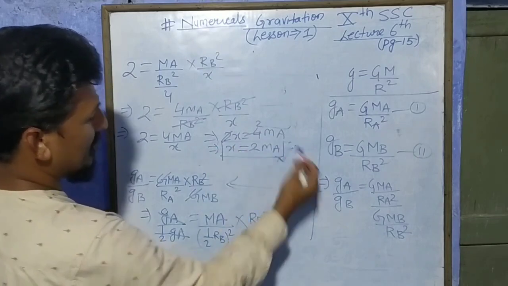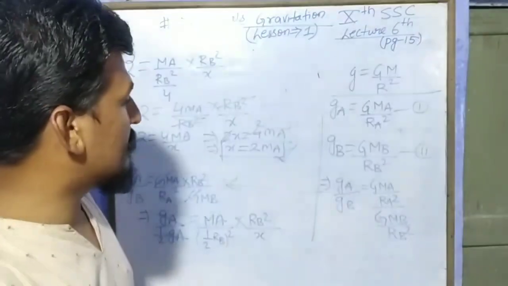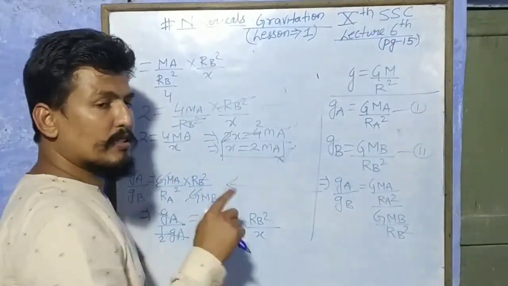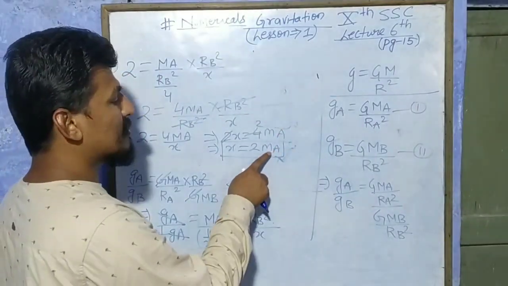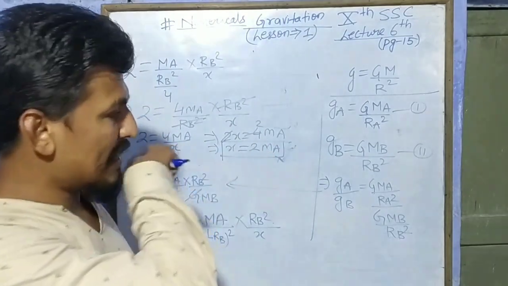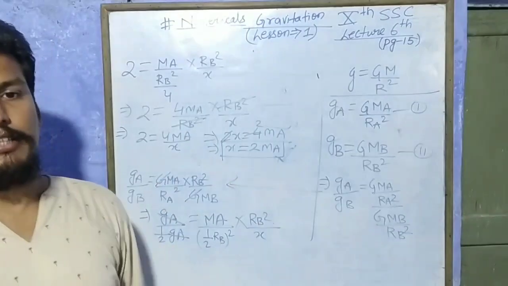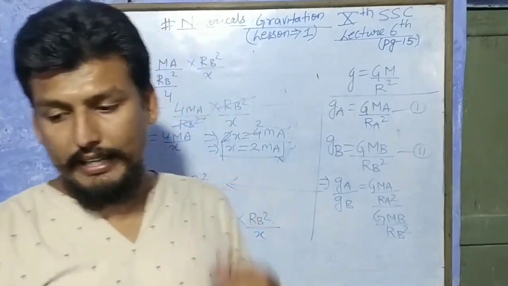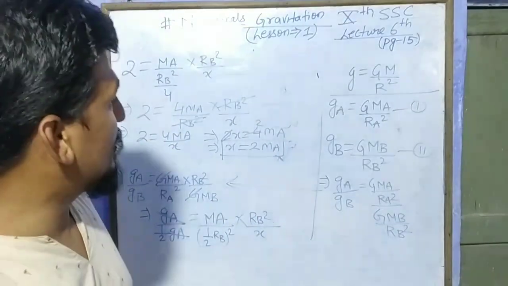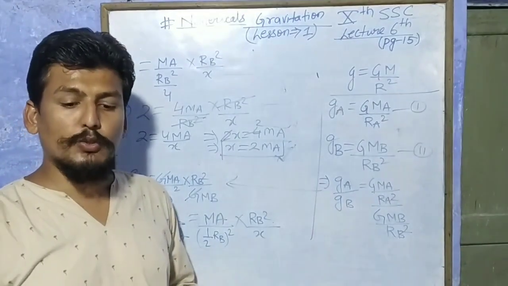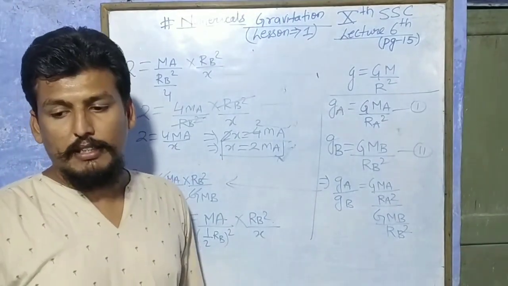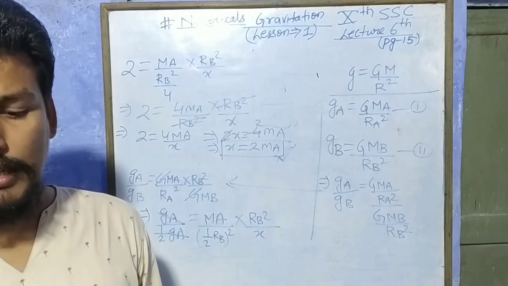This one is the answer. The mass of X must be 2 times the mass of A. Means the mass of the second planet, planet B, must be 2 times the mass of the first planet, planet A. This is how you have to proceed with the question. This is question number B. Next we'll start question number C.